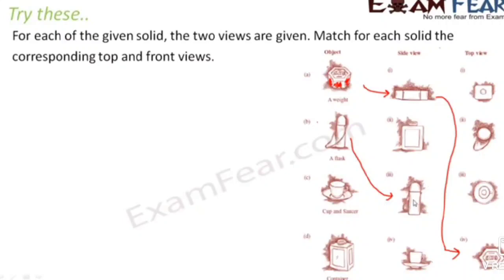Now the top view. What is the top view? We can see only the cap of that bottle. That means it is the second one. This is the top view. Now the cup and saucer. Which is the side view of that? The side view is the last one. And which is the top view? In the top view we can see a cup on a saucer. That means the third figure.